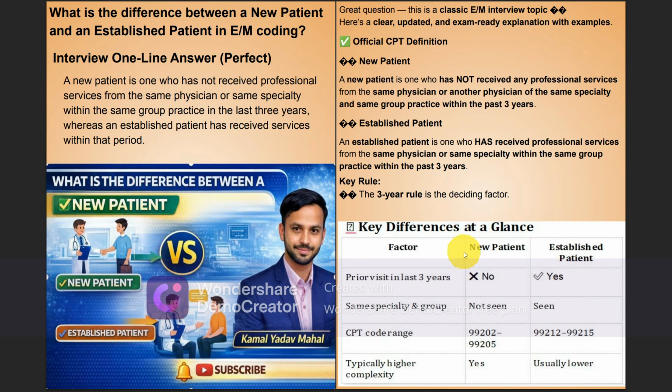Key differences at a glance. Factors: new patient, established patient. Prior visit in the last 3 years: new patient, no; established patient, yes. Same specialty, same group: new patient, not seen; established patient, seen. CPT code range for new patients is 99202 to 99205. Established patient CPT code range is 99212 to 99215. Typically higher complexity: new patient, yes; established patient, usually lower.